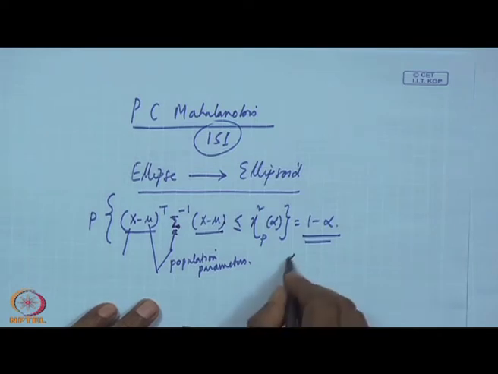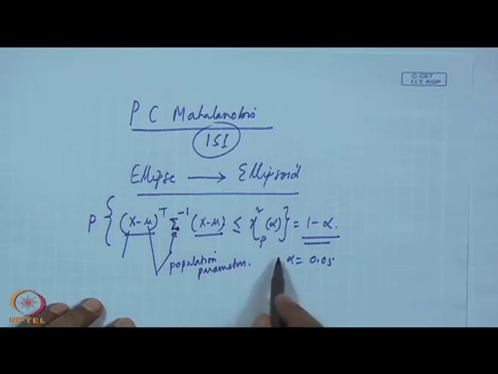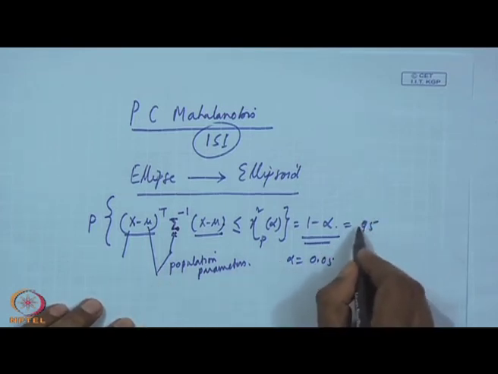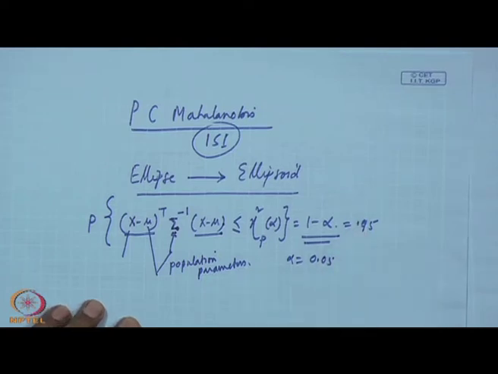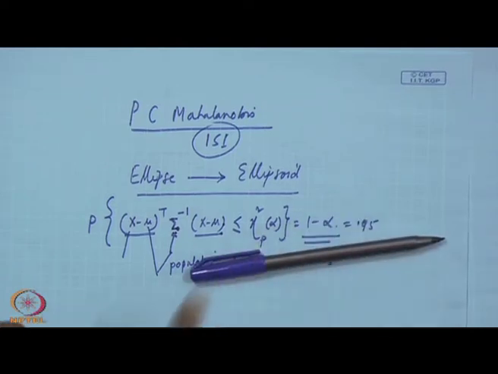alpha. If you choose alpha equal to 0.05, then you are creating an ellipse in such a manner that this will be 95%, 0.95. That means you are considering 95% of observations to be within or on the ellipse, and the rest 5% will be out of this region.